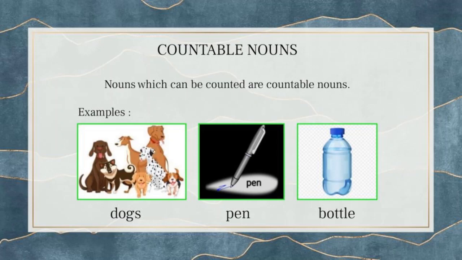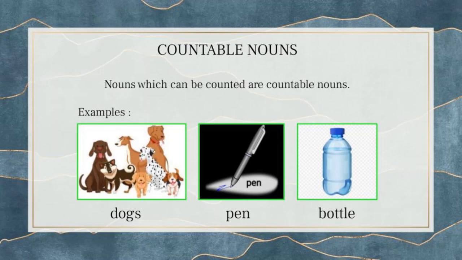For example, look at the first example, dogs. Can you count the dogs? Yes, we can count the dogs. Okay, let's move to the next picture. Pen. How many pens are there? Just one pen. So we can count. We can easily count the objects.